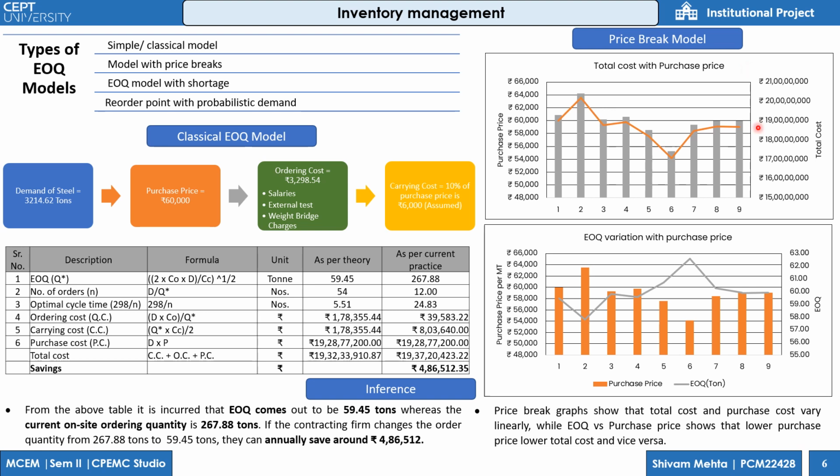Now we'll see the price break model, in which the first graph shows the total cost with purchase price and EOQ variation with purchase price. The major inference from both graphs is that the price break graph shows the total cost and the purchase price vary linearly, while EOQ versus purchase price shows that the lower the purchase price, the lower the total cost, or vice versa.